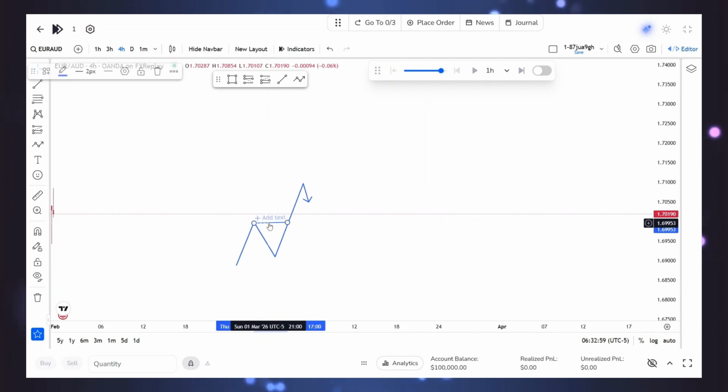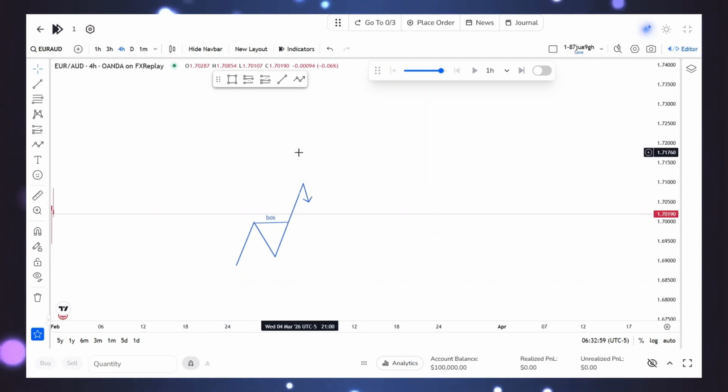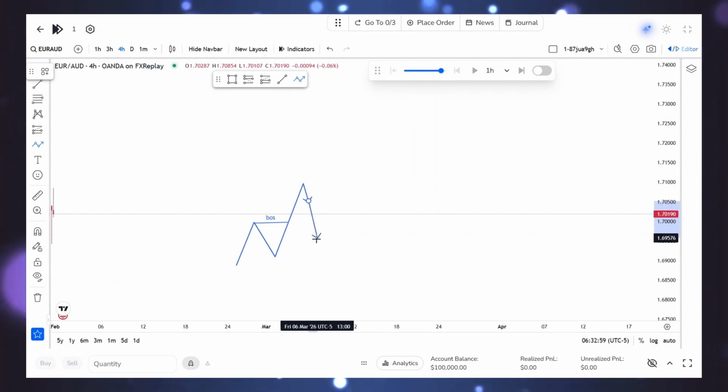So you mark it, so you don't forget the break of structure. We already know this is simple SMC, by the way. After you have marked out your break of structure, we all know that after breaking structure, after impulsive moves, the price will at some point retrace back to orders.